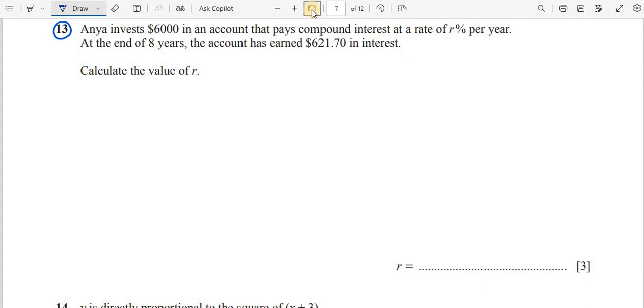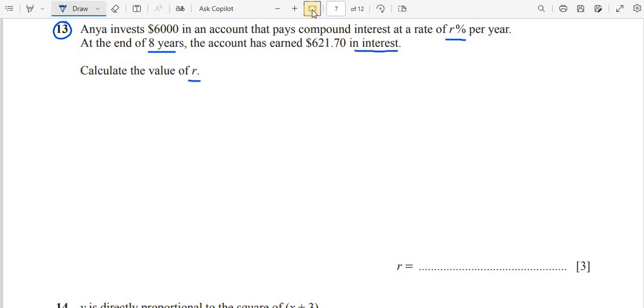Question number 13. Anaya invests $6,000 in an account that pays compound interest at a rate of R% per year. At the end of 8 years, the account has earned $621.70 in interest. Calculate the value of R.